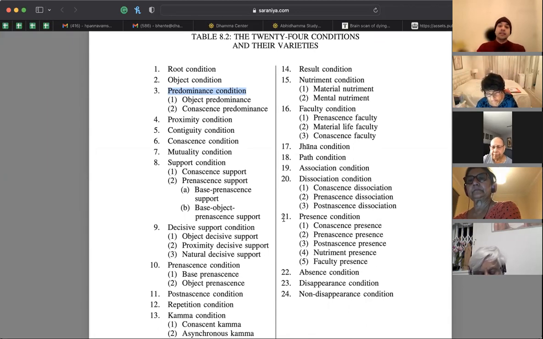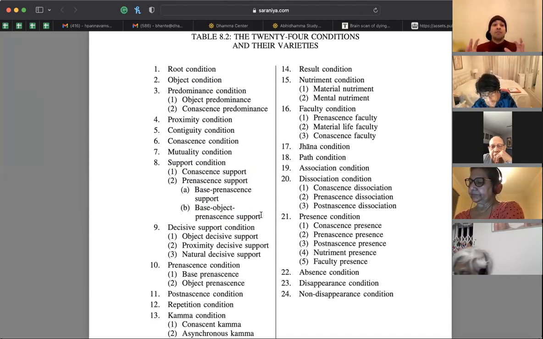Hence we find, for example, if we take the eighth one, support condition, nissaya paccayo, under the support condition we have the conascence and the prenascence. Then the base prenascence and base object prenascence support. Right? Now, in that manner, we should be able to understand the natures and the way these natures condition.